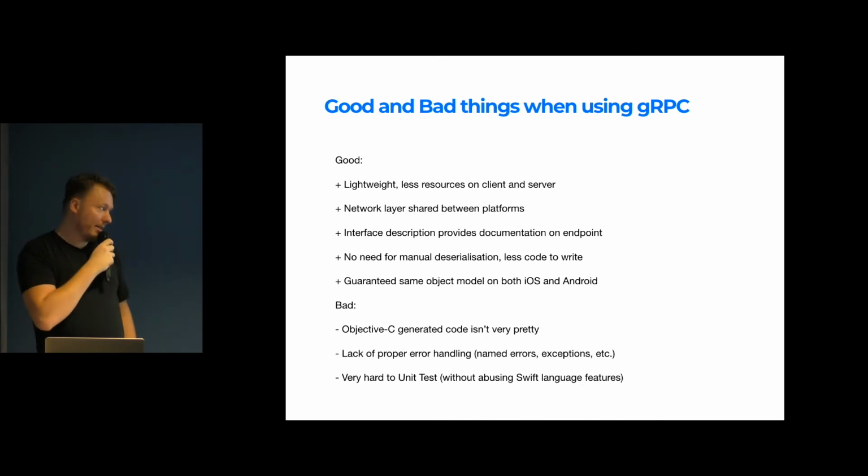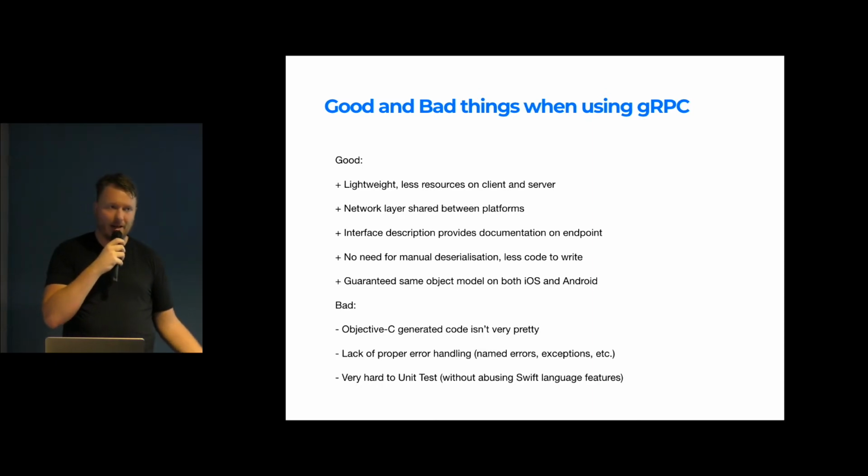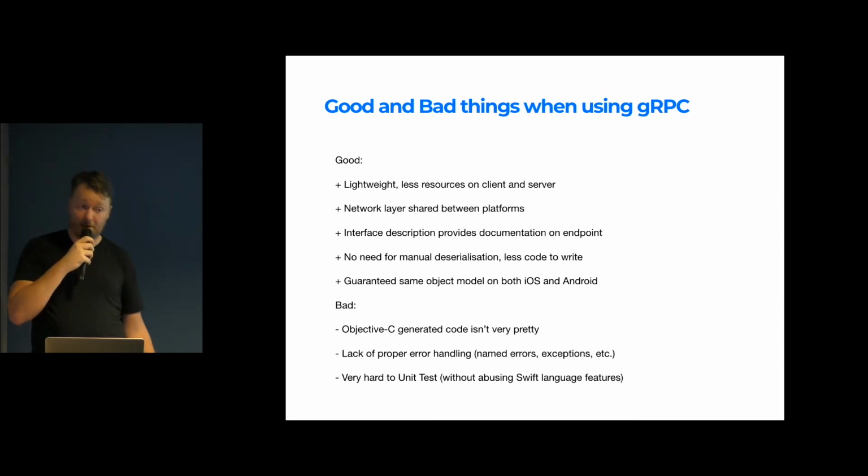The bad stuff is that the generated Objective-C code is not pretty. It's not really pretty when you're into that advanced stuff. Even worse is the lack of proper error handling, which is quite complicated. We get a standard NSError on iOS, which we then have to take the localized description of in order to get a string constant that may or may not mean something. So that's definitely something we hope they can improve.